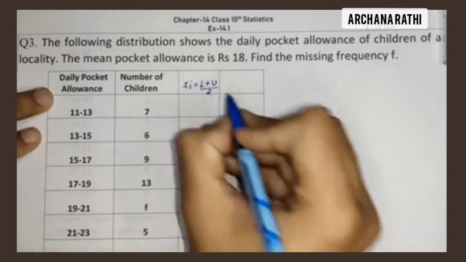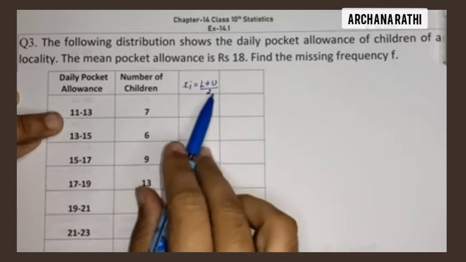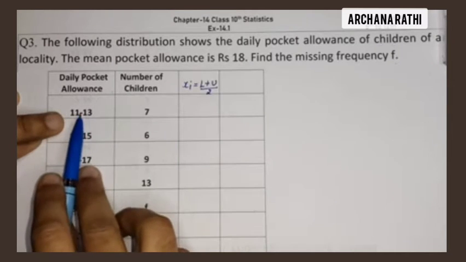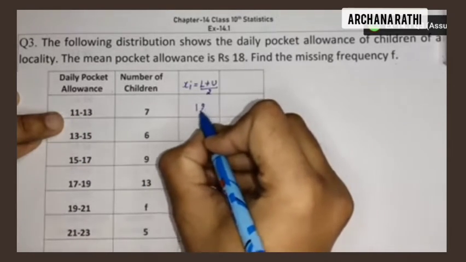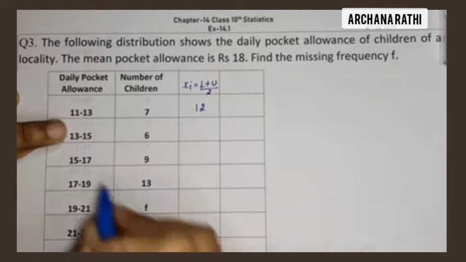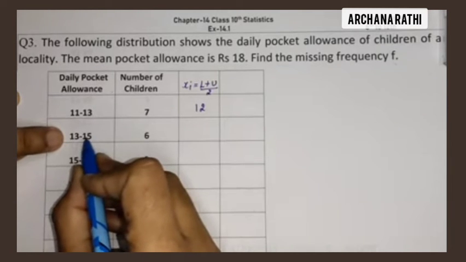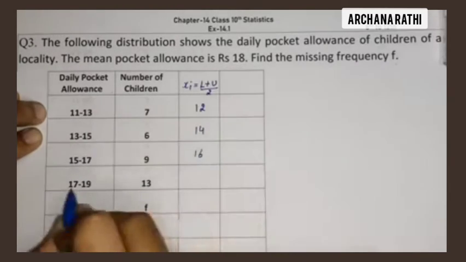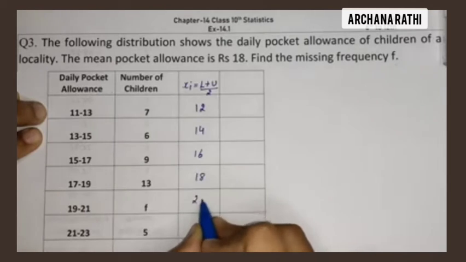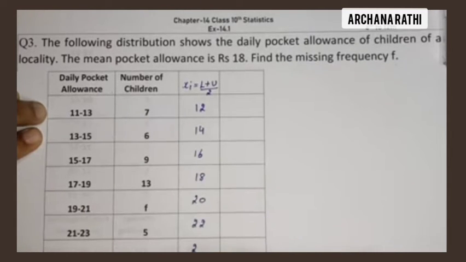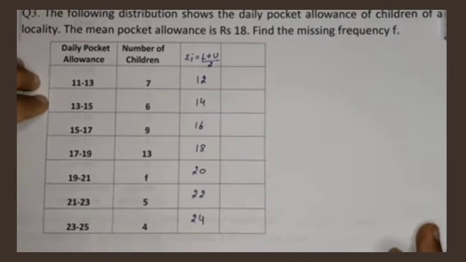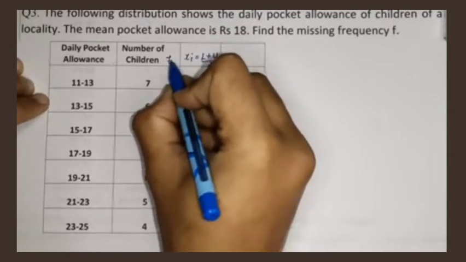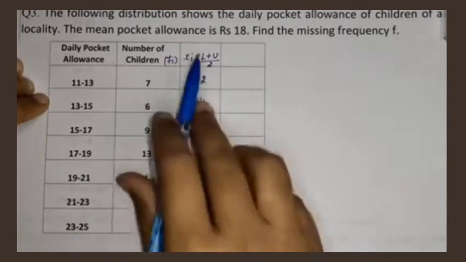So first we find the value xi, that is the mid value of each class. Now 11 plus 13, that is 24, divided by 2, means upper limit plus lower limit divided by 2, you will get 12. If you calculate this way, you will get the mid value of 13 to 15 is 14, 15 to 17 is 16. Likewise, you get the mid values for each class. Now, these are all the mid values. This number of children means frequency, and we will denote it by fi.